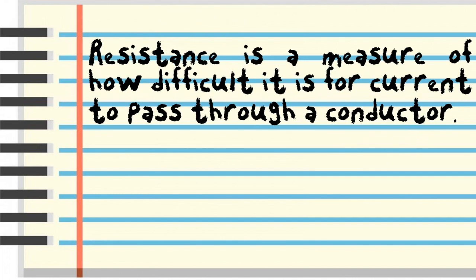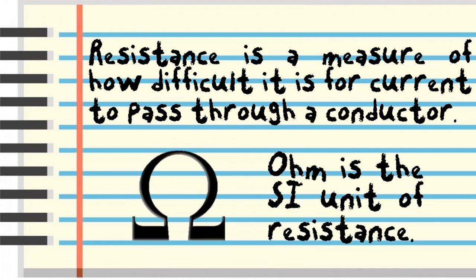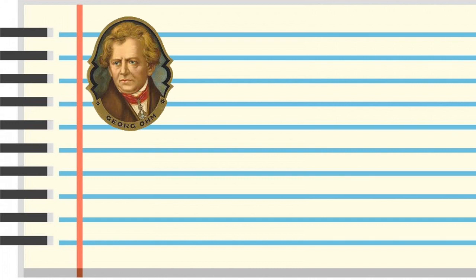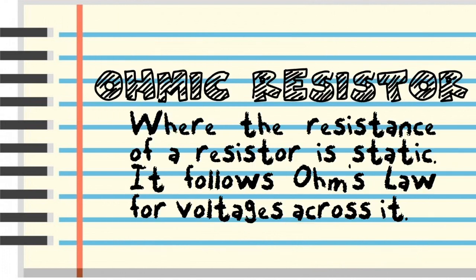Resistance is a measure of how difficult it is for current to pass through a conductor, and ohm is the SI unit of resistance. Resistance is defined by Ohm's law, which is formulated by George Ohm. It states that the current through a conductor between two points is directly proportional to the voltage across the two points. There are two different types of resistors.